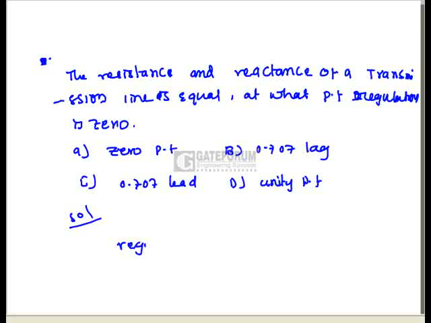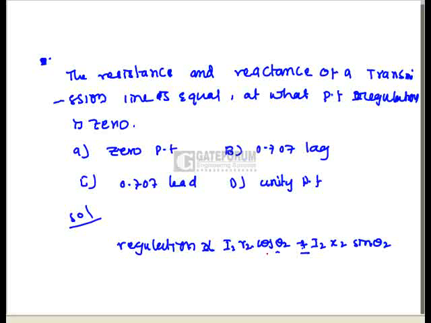If you go for the numericals, the formula is that the regulation is proportional to I2 R2 cos theta 2 plus or minus I2 X2 sin theta 2. Here the plus sign is for lagging power factor and the minus sign is for leading power factor, where cos theta 2 is the power factor and theta 2 is the power factor angle, so that we can find sin theta 2, right?